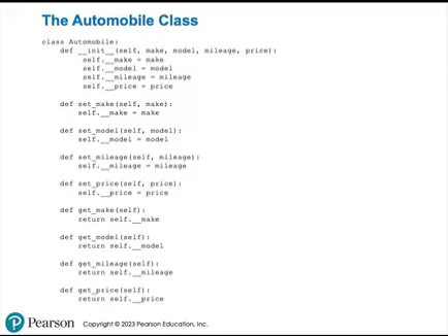And then we can set the make, we can set the model, we can set the mileage, we can set the price. And then we have getter methods for all those as well to return the make, the model, the mileage, and the price. So there's our 4 instance variables, and then our 8 methods that we have within our class.